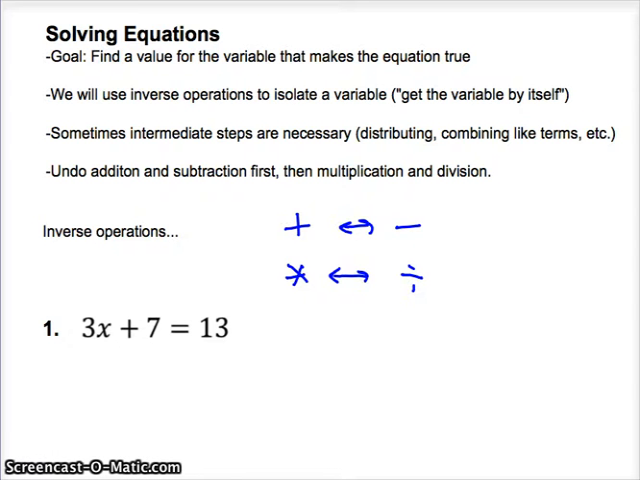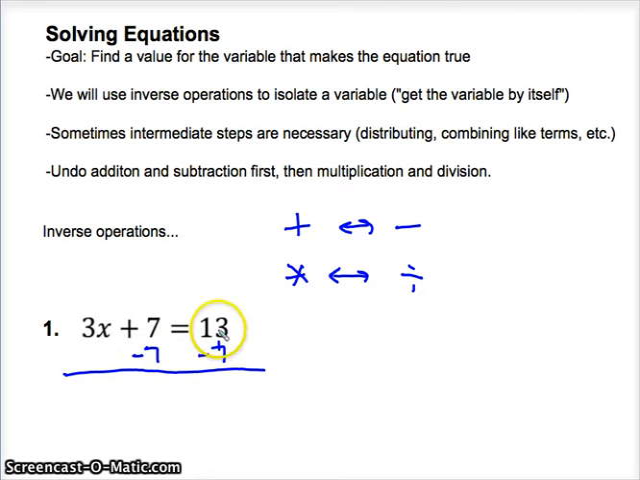So, when looking at example number 1, we first want to undo that addition. So we'll use its inverse, subtraction. We're going to subtract 7 from both sides. It is critical that we remember that what you do to one side, you have to do to the other side. Remember, this is an equation, meaning both sides are equal. We need to keep it that way by subtracting 7 from both sides.